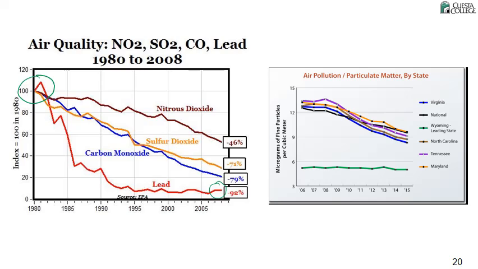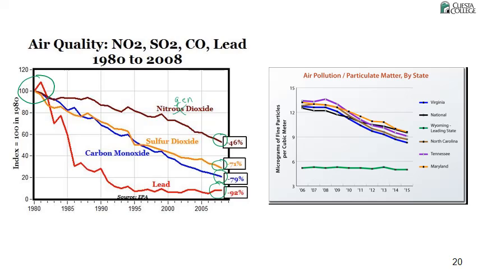You can see that carbon monoxide has dropped precipitously, largely because of catalytic converters on cars. Sulfur dioxide has dropped dramatically, largely because of efforts to clean up coal and burn less coal. Nitrous dioxide, which really should be called nitrogen dioxide, little error from the EPA there, and nitrogen dioxide has also dropped by 50% over that time period.